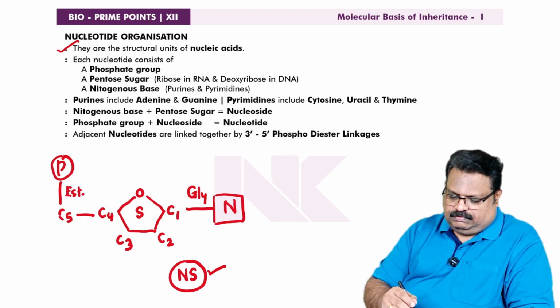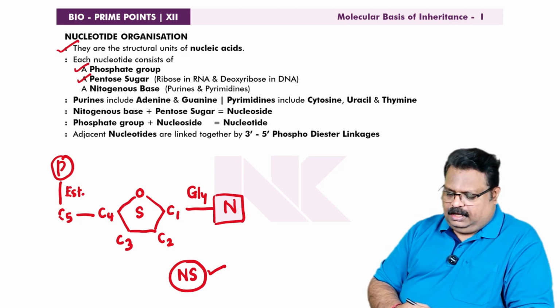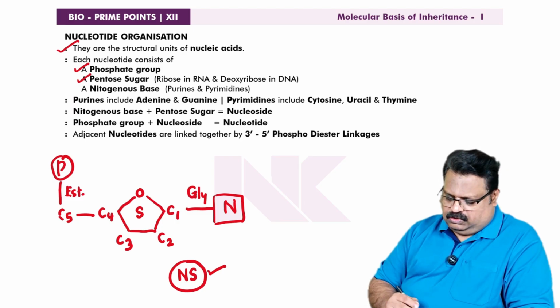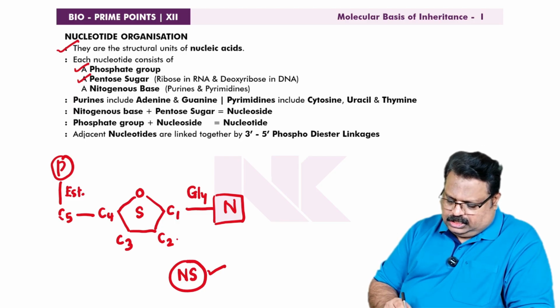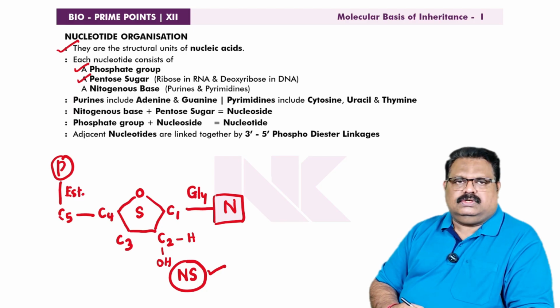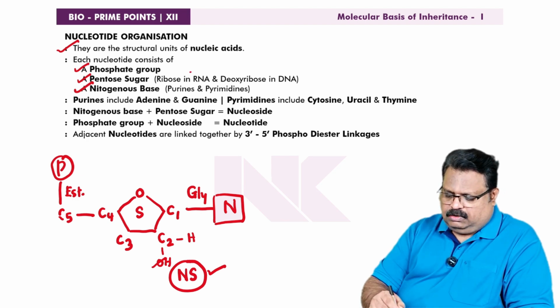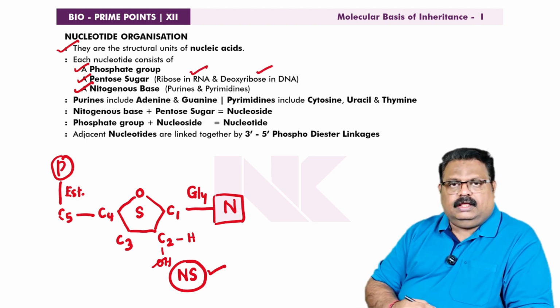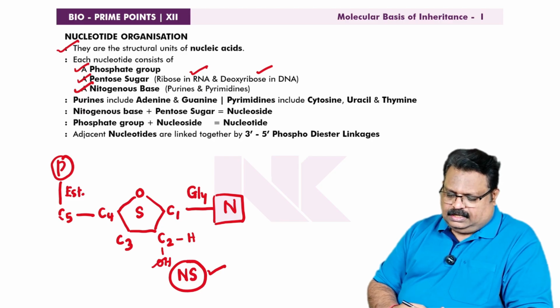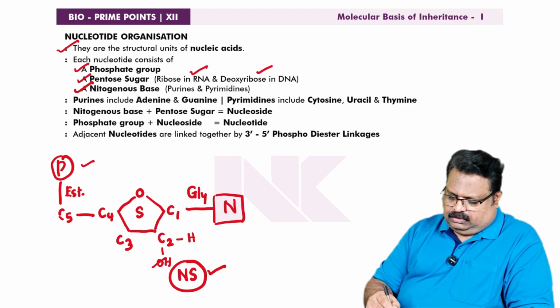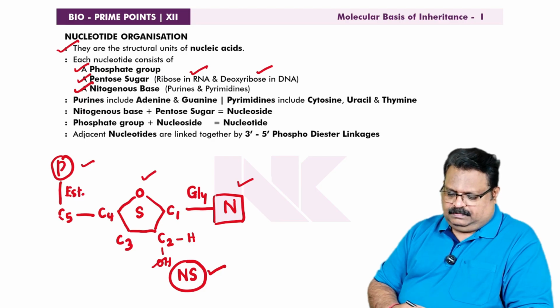Each nucleotide consists of a phosphate group, a pentose sugar, and a nitrogenous base. The pentose sugar will be ribose in RNA and deoxyribose in DNA. In ribose, attached to the second carbon, there is a CHOH. That is called ribose. If this oxygen is absent, it is called deoxyribose. Ribose sugar is present only in RNA, deoxyribose sugar only in DNA. So three units are there: a phosphate group, a nitrogenous base, and a sugar molecule.